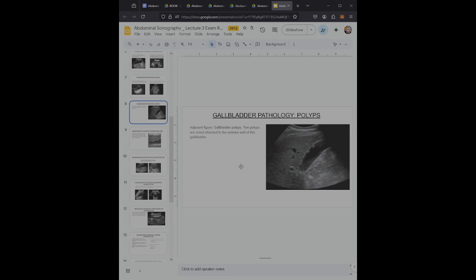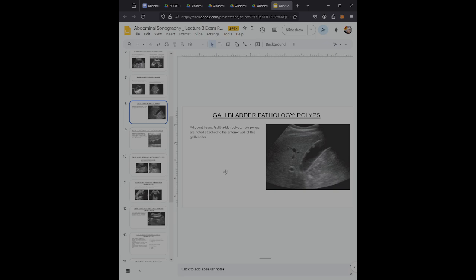Polyps may be solitary or multiple, and will appear sonographically as hypoechoic, non-shadowing and non-mobile projections of tissue. Although most polyps will have a stalk, the stalk might not always be seen. And gallbladder polyps typically yield the ball on the wall sign. This is because the polyp appears to be a round object, and like a ball, it is stuck to the gallbladder wall. And so we refer to that as the ball on the wall sign.